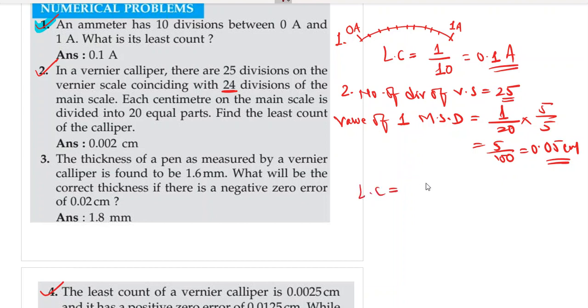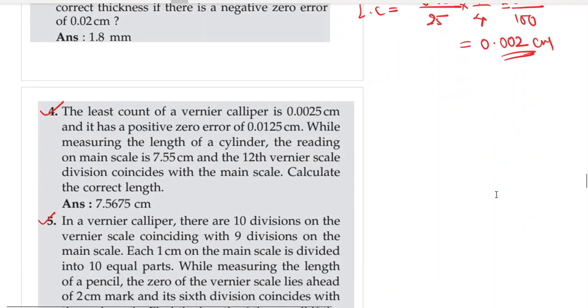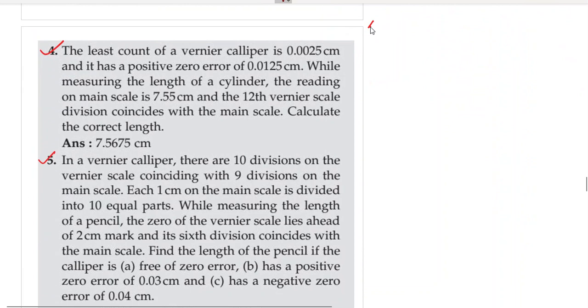So least count is equal to value of one main scale division, 0.05, upon total number of divisions on vernier scale, that is 25. So I will multiply it by 4 upon 4. This will become 0.2 upon 100, that is 0.002 centimeter. Yeah, that's it. So that's the least count as given over here. Correct? Easy? No problem. Just like the questions in your textbook. Nothing is different. Fourth question.